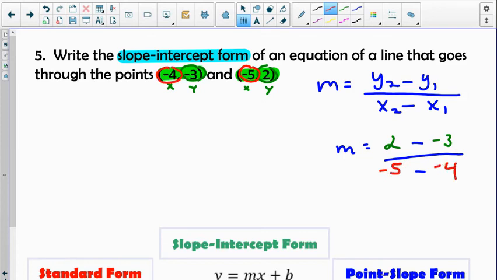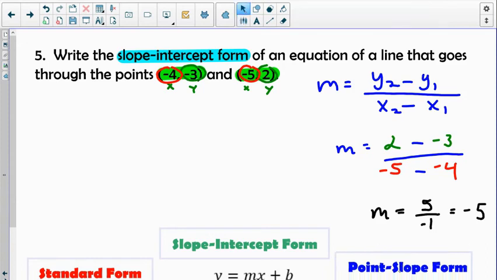Now that's a lot of negatives. If I were you, I would go ahead and just use a calculator. Pull up your TI-84 calculator app, subtract 2 minus -3, and you'll see that it's 5. Then you subtract -5 minus -4, you'll see that it's -1, and go ahead and divide that out. 5 divided by -1 is -5. M, or the slope of the line, is -5.